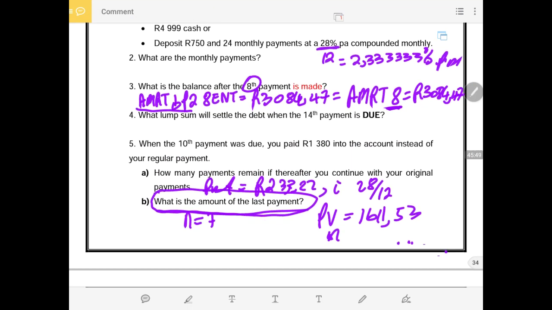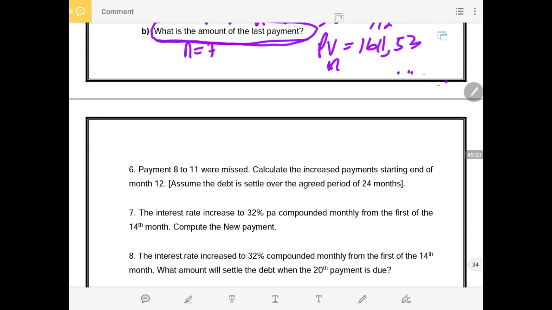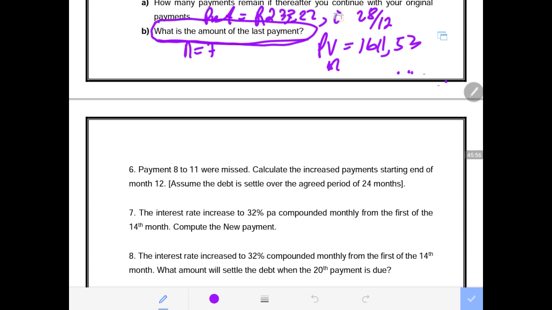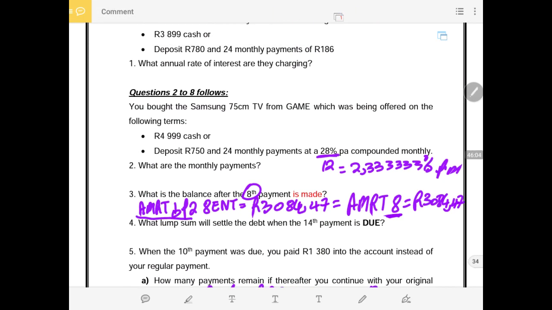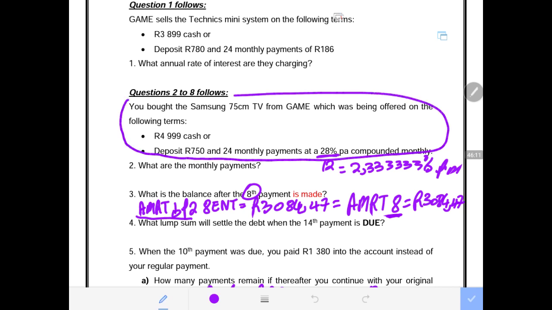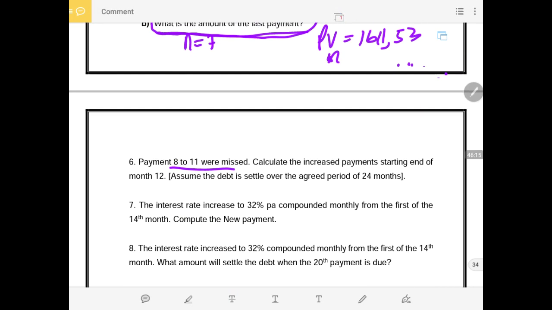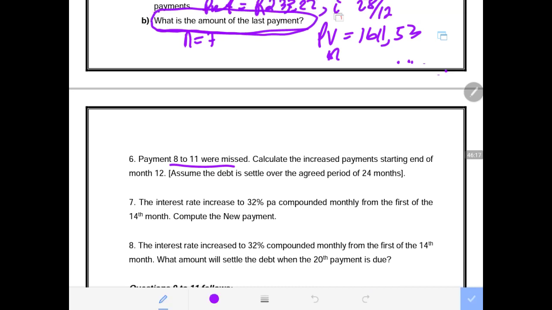Then let's go to number 6, then number 7, and number 8. 3 questions that are left. Number 6 says payment number 8 was missed. Remember, guys, the questions are not connected, but all the questions are aligned to the first scenario. All of them are aligned to the first scenario. We have to go to the first scenario. Now, we are told under number 6 that payment number 8 up to 11 were missed.